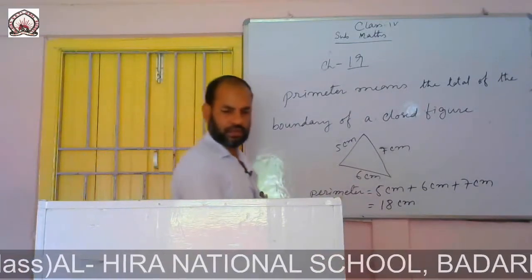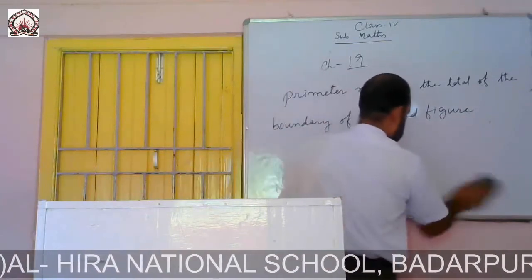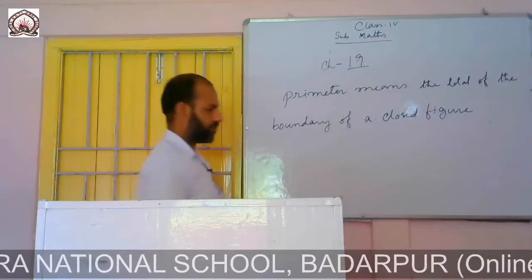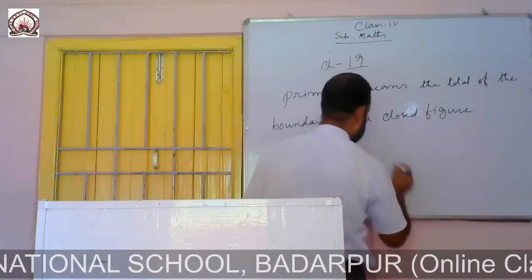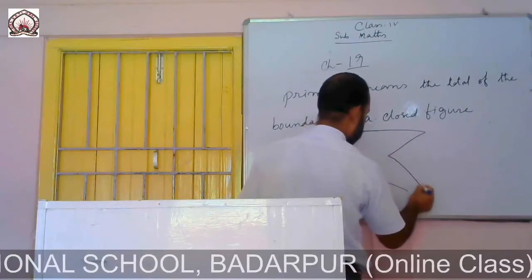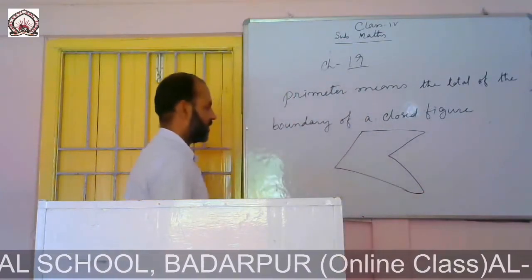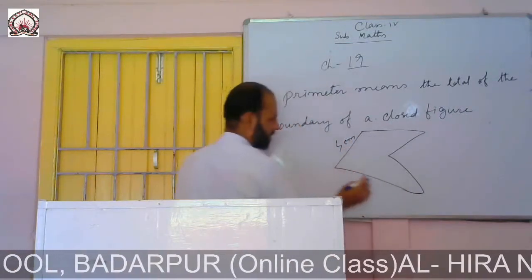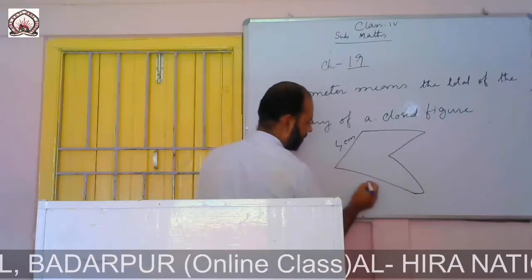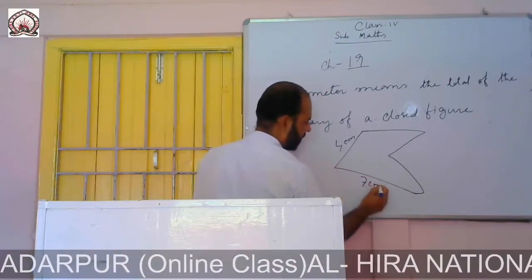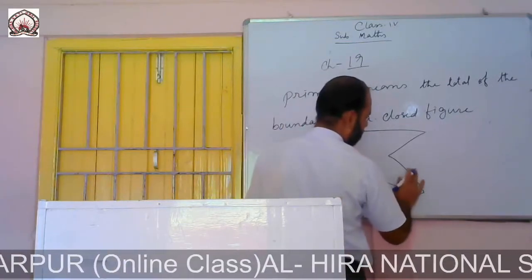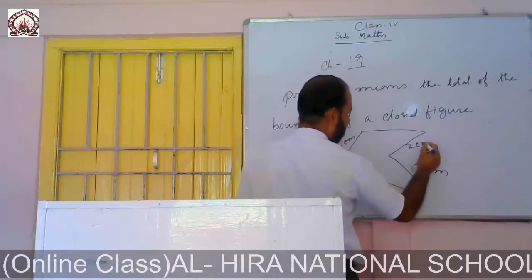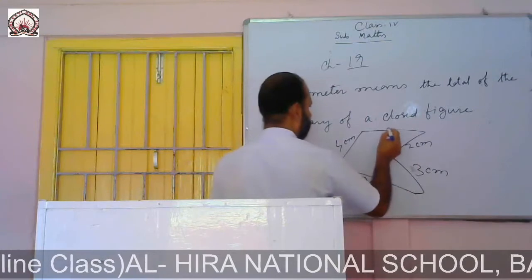Or let us take another example. Suppose this shape. Here it is 4 centimeter, this side 7 centimeter, this side 3 centimeter, this side 2 centimeter, and this side 5 centimeter.